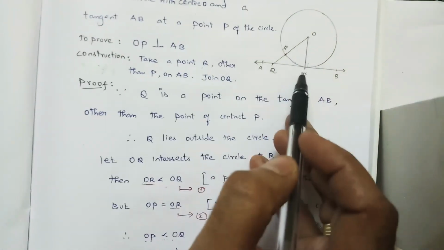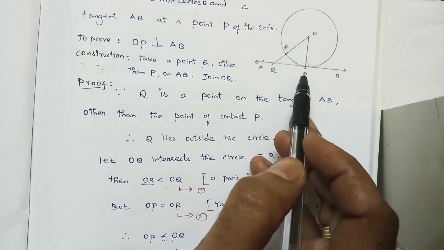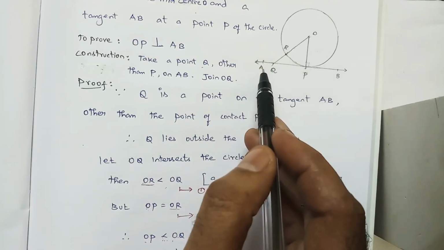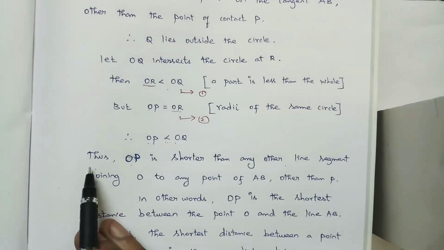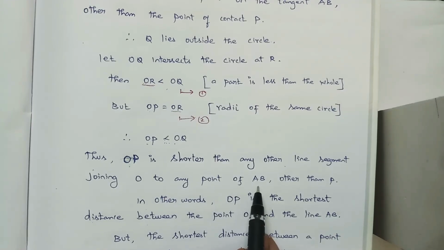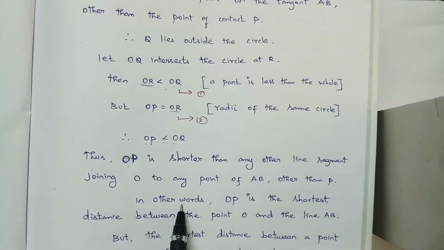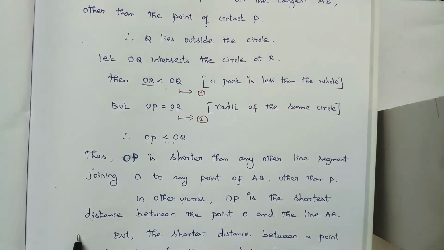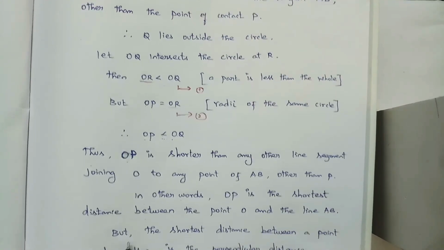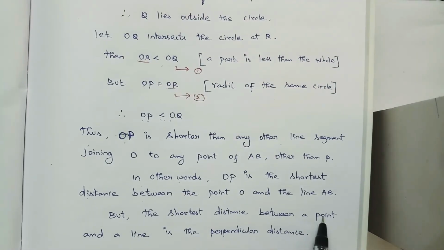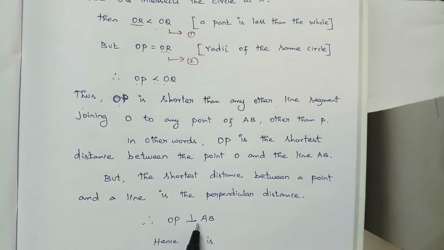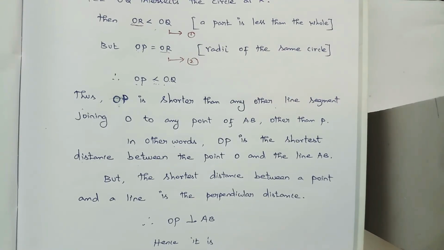If OP is the shortest distance, then we can say OP is perpendicular to the tangent AB. Thus, OP is shorter than any other line segment joining O to any point of AB other than P. In other words, OP is the shortest distance between the point O and the line AB. But the shortest distance between a point and a line is the perpendicular distance. Therefore, OP is perpendicular to AB. Hence proved. Understood the theorem?